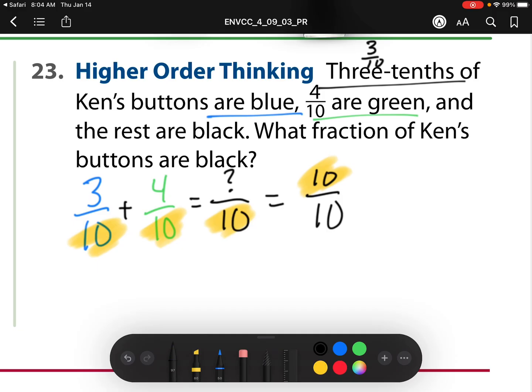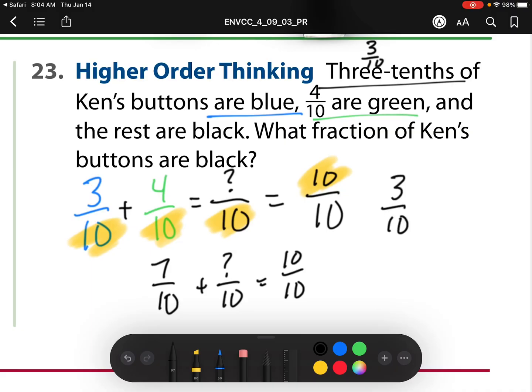So what mystery number is this? Well, we have 7/10 plus a mystery number equals 10/10. So our mystery number has to be 3, because 7 plus 3 equals 10. So 3/10 are black.